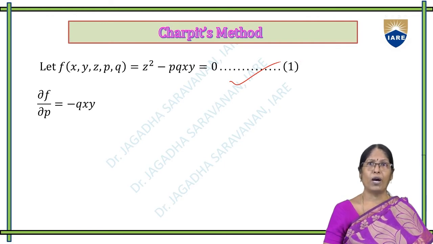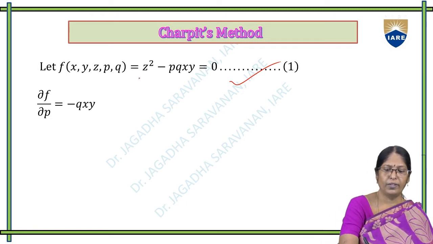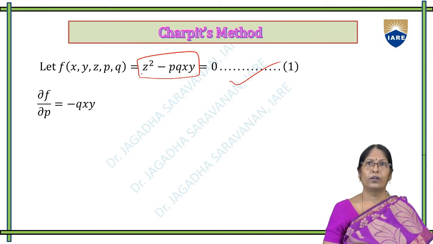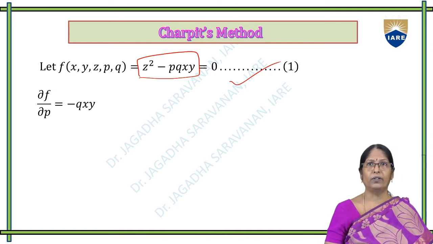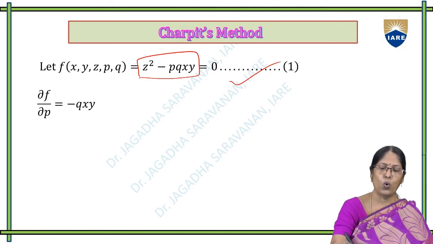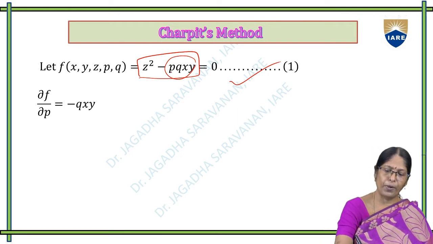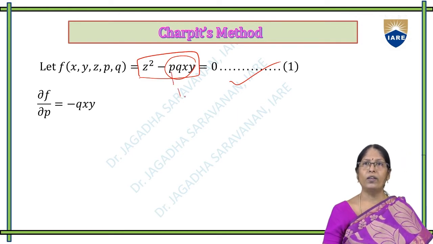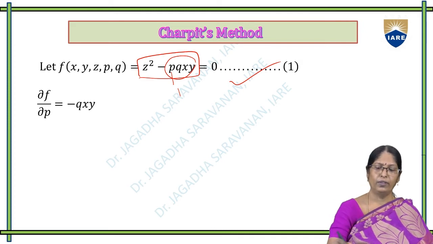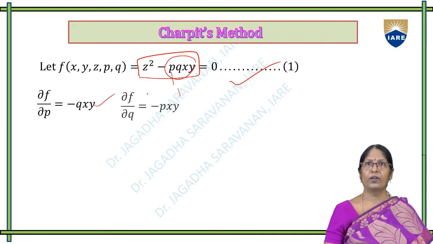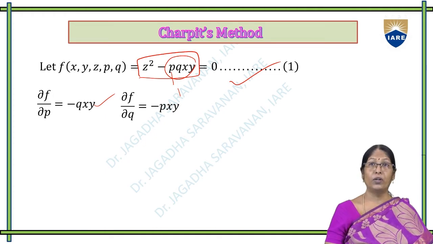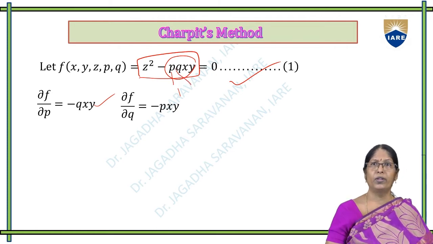Now dou f by dou p. We have to differentiate where the variable p is there, only in this term. So the differentiation of p is 1 into qxy, the minus as it is we are writing. The next one is dou f by dou q. That is q, the differentiation is 1 into the remaining, that is minus pxy.